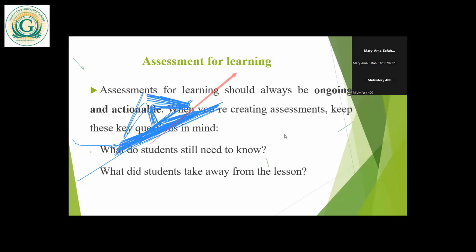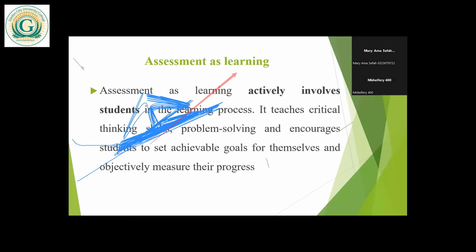Then let's look at the last one, assessment as learning. Assessment as learning is an active form of assessment. And when we say active form of assessment, it involves critical thinking, problem solving, and there are specific objectives to be achieved by the students, which will measure their progress.